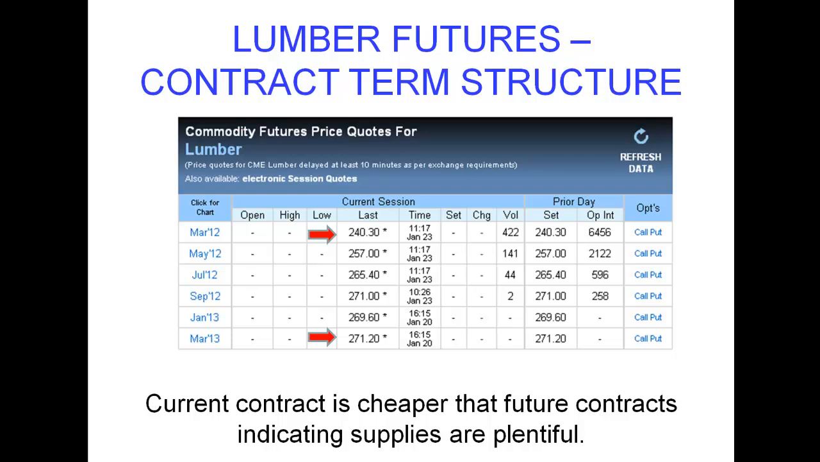When lumber gets tight, supplies get tight, that front month, as they call it, that current contract will tend to be more expensive than the future delivery contract. So this is telling us a couple of things. One, supplies are plentiful, because if supplies weren't plentiful, they'd bid up the near-term month. Also, it tells us it's difficult to maintain consistent exposure to this market, because when the March contract expires, you have to go out and buy the May contract. Well, gee, the May contract is more expensive by $17, so you're spending more money to maintain the same exposure.